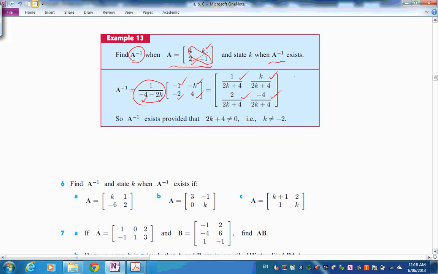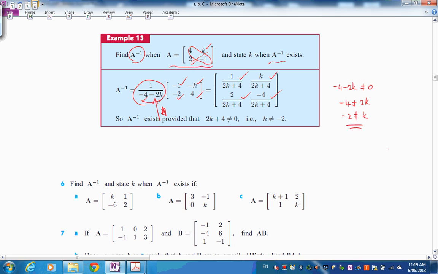Now, you can see here, because we're dividing by AD take BC, that can't be 0. Okay, so we could say right back at the beginning, neg 4 take 2K cannot be 0. Okay, so therefore neg 4 can't be equal to 2K and neg 2 cannot be equal to neg 2. So that's an important idea there.